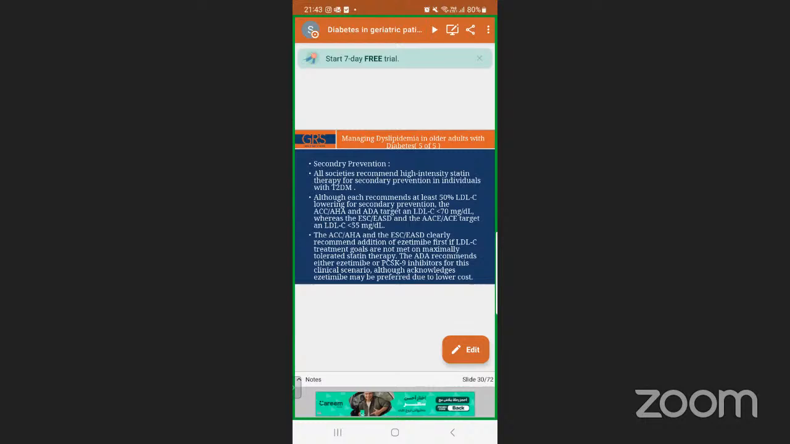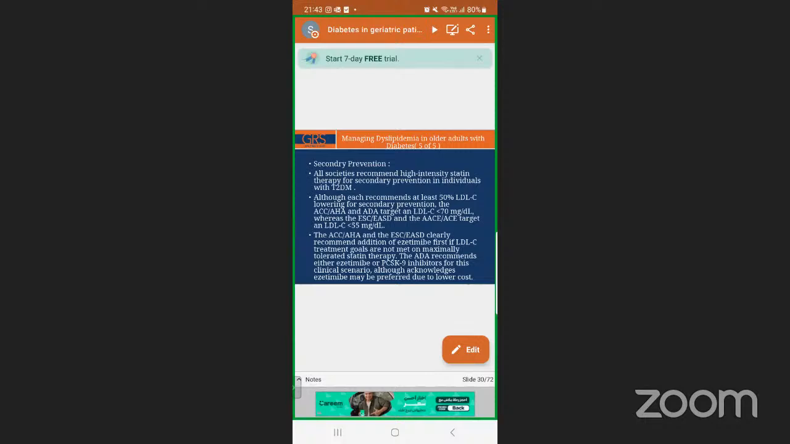The American College of Cardiology and the European Society of Cardiology clearly recommended addition of ezetimibe first, if LDL treatment goals are not met on maximally tolerated statin therapy, while the ADA recommended either ezetimibe or PCSK9 inhibitors, although it acknowledges ezetimibe may be preferred due to lower cost.